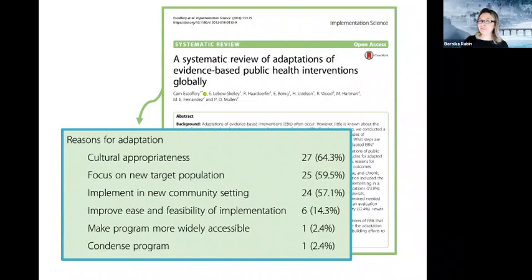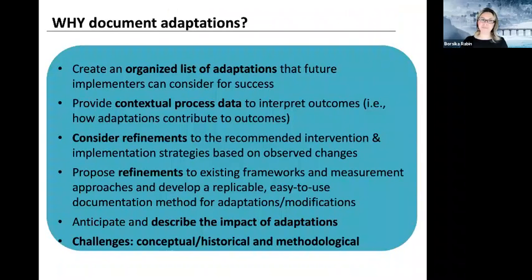When we look at pre-implementation adaptations, Escoffery and colleagues also looked at what are the most frequent ones. As you can see, cultural appropriateness is the number one, closely followed by a focus on new target populations. So most of the work that is done is cultural adaptation, but there are other ideas where we need to consider the resources of the setting, the local policies, and priorities. So there are different reasons, in addition to cultural adaptations, that we might make changes to a program.